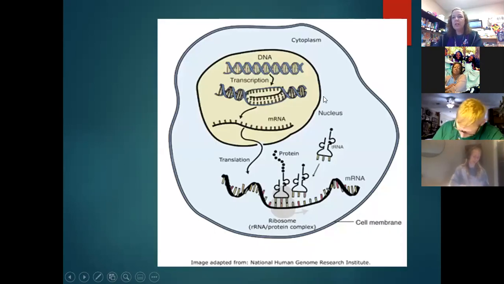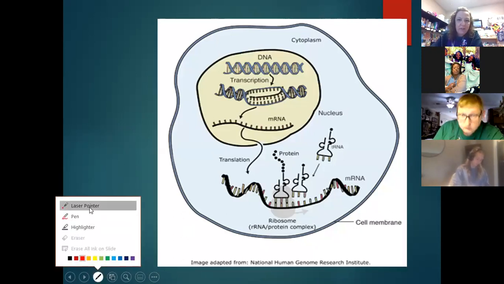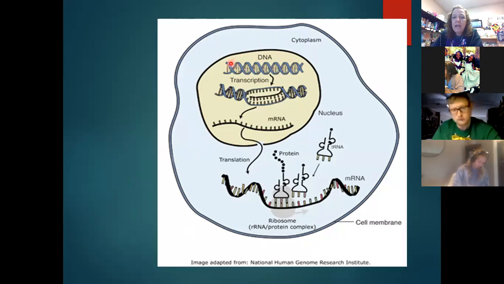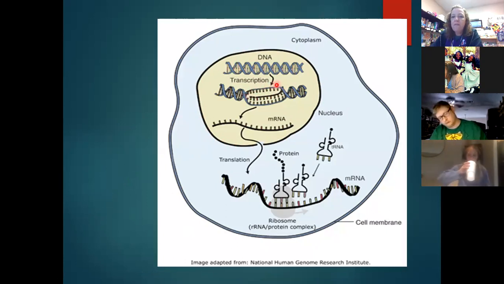Here's our little picture. I love this little picture. Get my pointer here. So here we have the castle. This is the castle. That's the nucleus. Here's King DNA, and he's about to send a proclamation. Here he is. And so what he's doing is he's copying part of himself, and that's going to be our tRNA, or translation RNA.